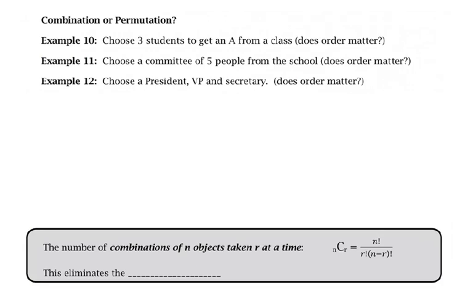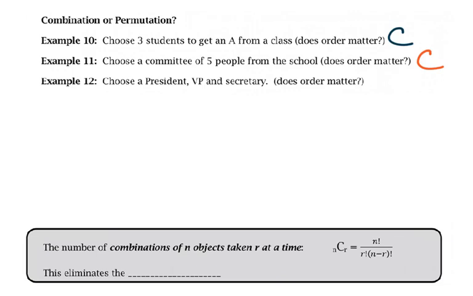So first of all, to distinguish between a combination and a permutation. So example 10, if you choose 3 students to get an A from a class, does it matter which one you choose first, second, or third? If they're all going to get the same thing, then it doesn't matter. So this one would be a combination. Example 11, choose a committee of 5 people from the school. So again, does order matter? If you're just going to choose 5 people to represent the school, then it doesn't matter what order they're in. So that would also be a combination.